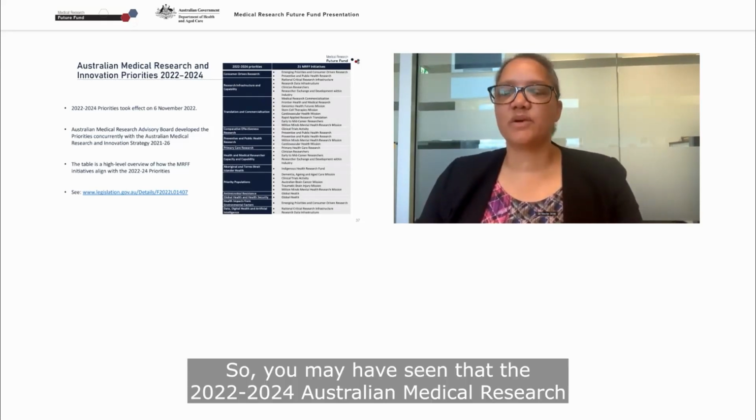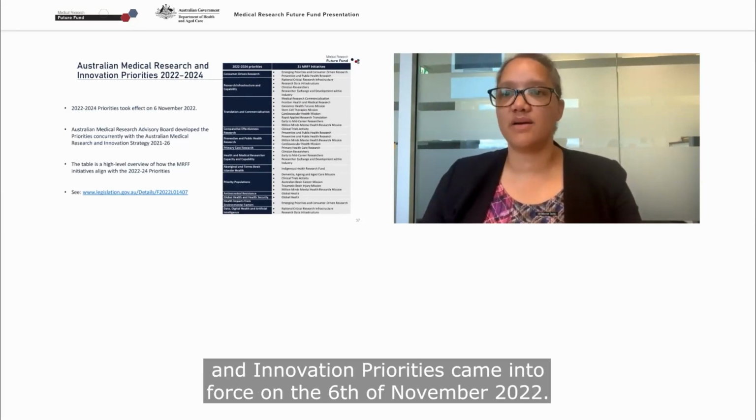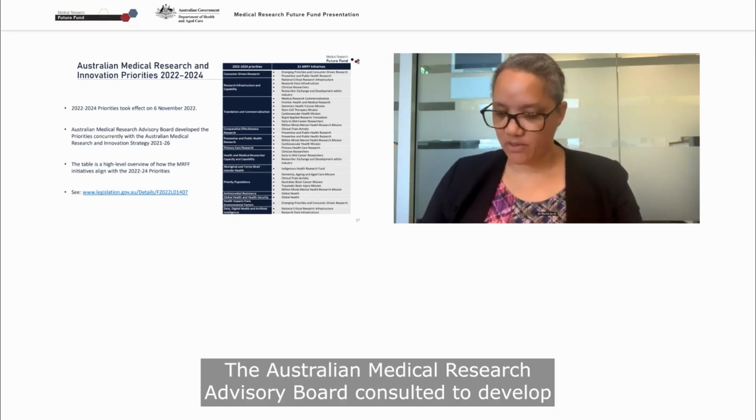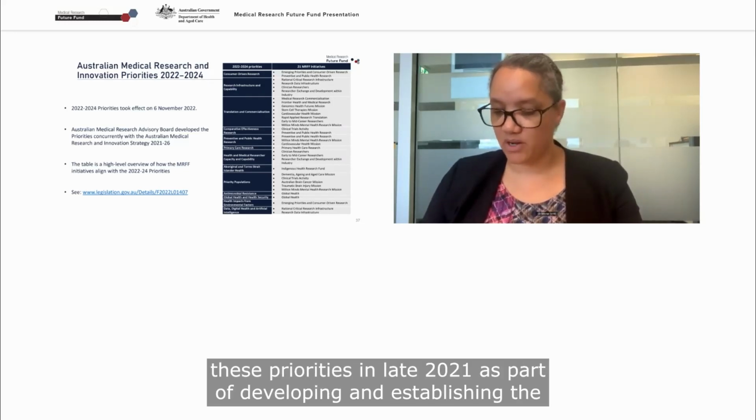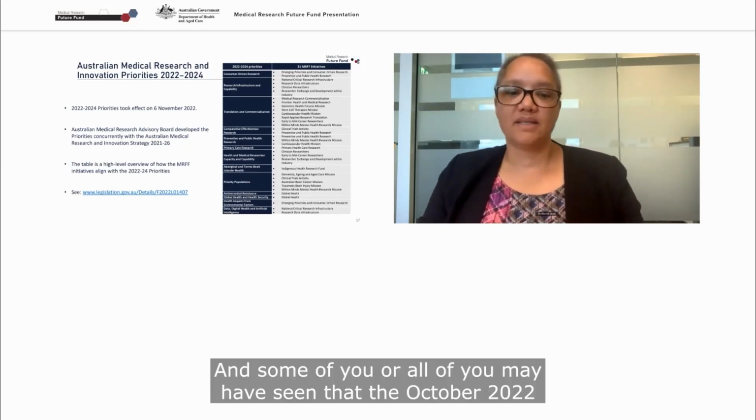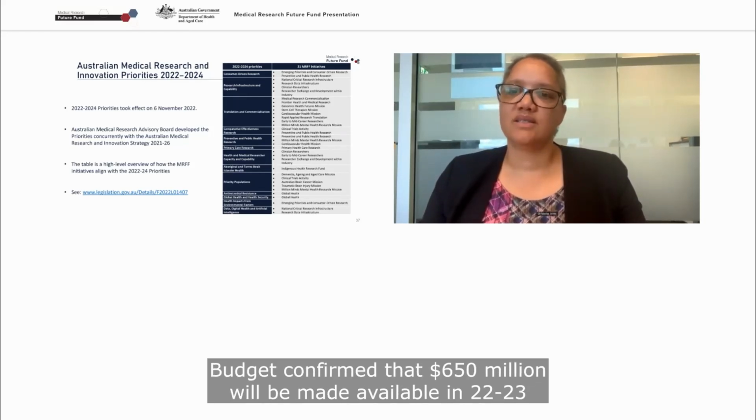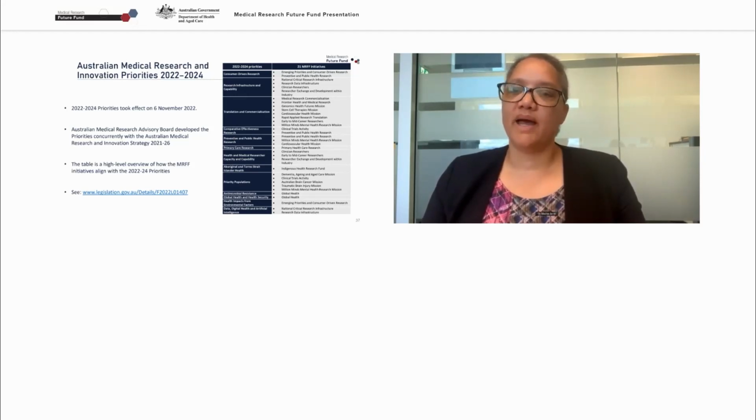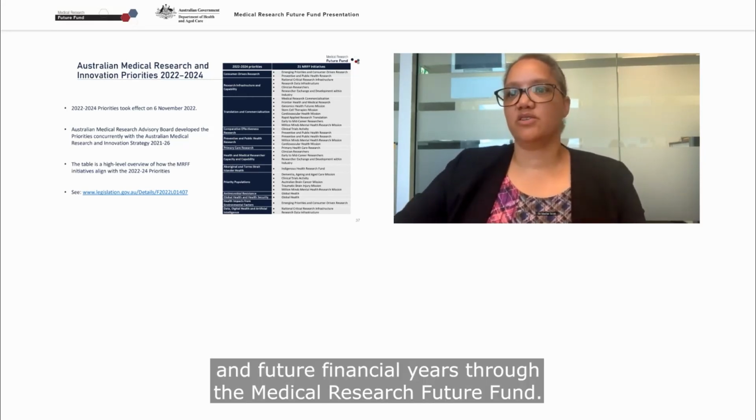So you may have seen that the 2022-24 Australian Medical Research and Innovation priorities came into force on the 6th of November 2022. The Australian Medical Research Advisory Board consulted to develop these priorities in late 2021 as part of developing and establishing the Australian Medical Research and Innovation Strategy for the period 2021 to 26. And some of you, or all of you, may have seen that the October 2022 budget confirmed that $650 million will be made available in 22-23 and future financial years through the Medical Research Future Fund.